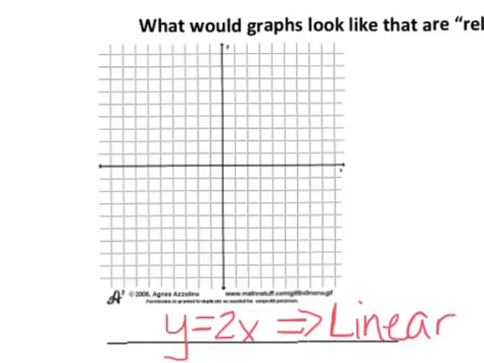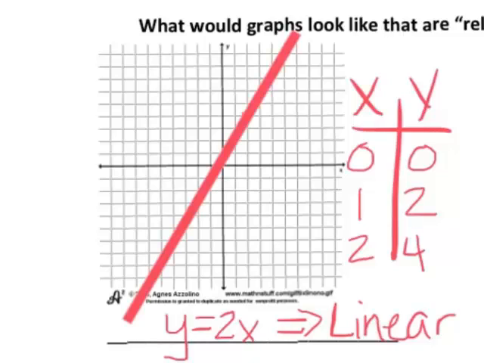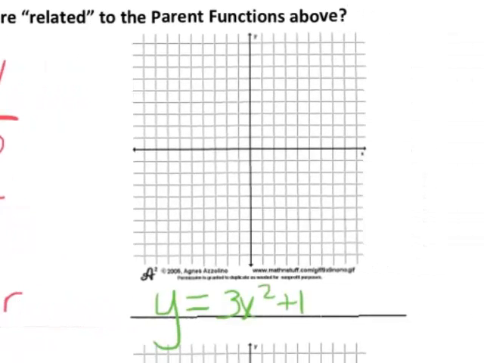Okay, so if we make a little table for this function, at 0, if we plug in 0 for x, we're going to get 0 for y. If we plug in 1 for x, we'll get 2 for y. If you plug in 2 for x, you get 4 for y. Now let's go ahead and plot those points on our graph. After you plug in your points, go ahead and draw your line, and you should see that you have a linear graph related to our linear parent function.